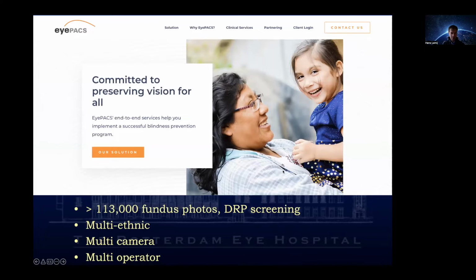So what we needed was a different data set. That's what we thought. So we were able to acquire over 110,000 fundus photographs that were obtained during diabetic retinopathy screening programs in the United States. And they were of multi-ethnic origin, and they were taken on multiple cameras, and they were taken by multiple operators. So we thought we had a good set of fundus photographs to begin with.